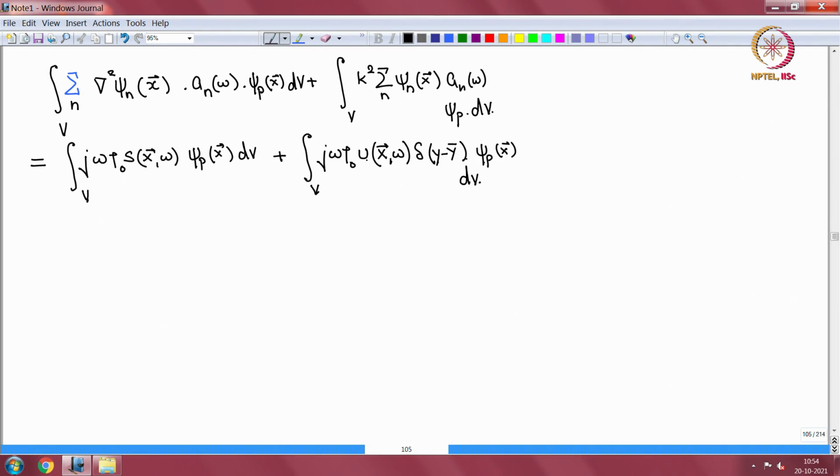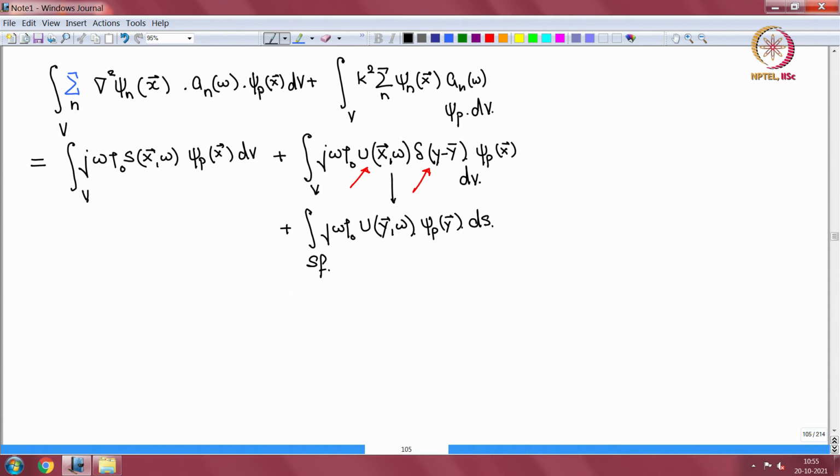So this way what happens is the velocity is as though a general velocity, but through the delta function I choose that particular surface, and so now this term becomes plus integral now over surface j omega rho 0 u. Now from x to y bar has been chosen, then psi p of y ds.